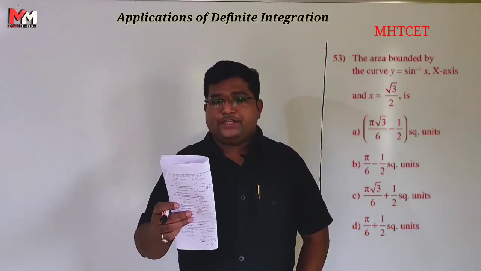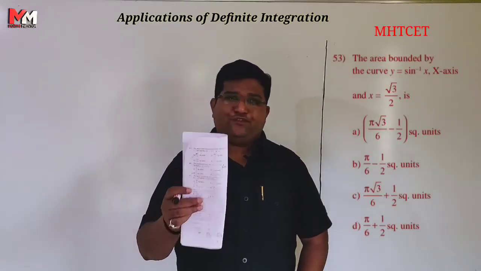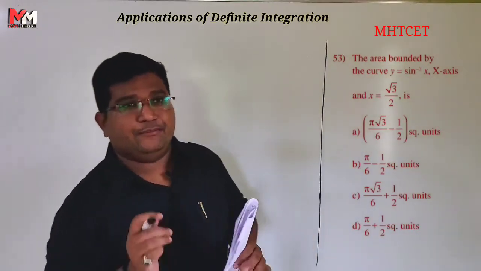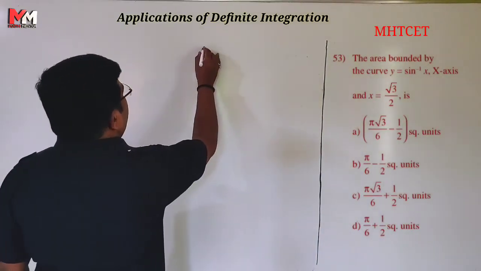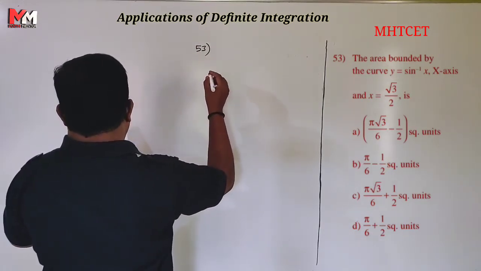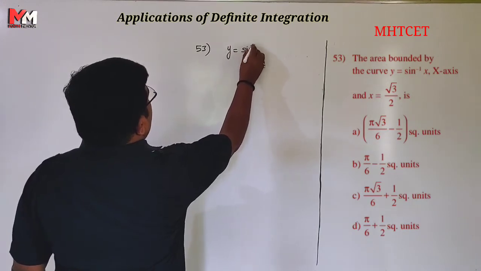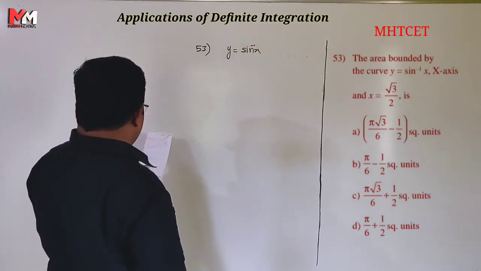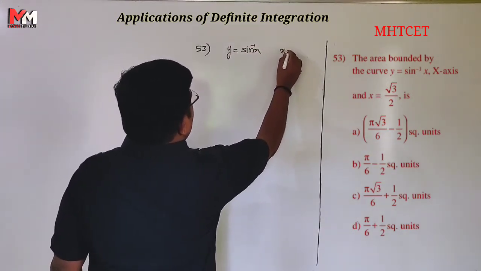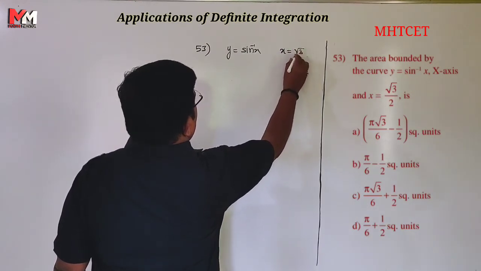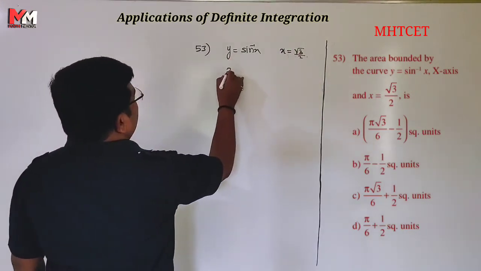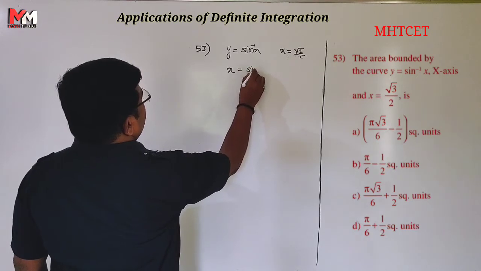Now MCQ number 53 and MCQ number 54 are very different and important MCQs. So let's listen to MCQ number 53. The curve is y is equal to sine inverse x, and x is equal to root 3 by 2. y is equal to sine inverse x means x is equal to sine y.